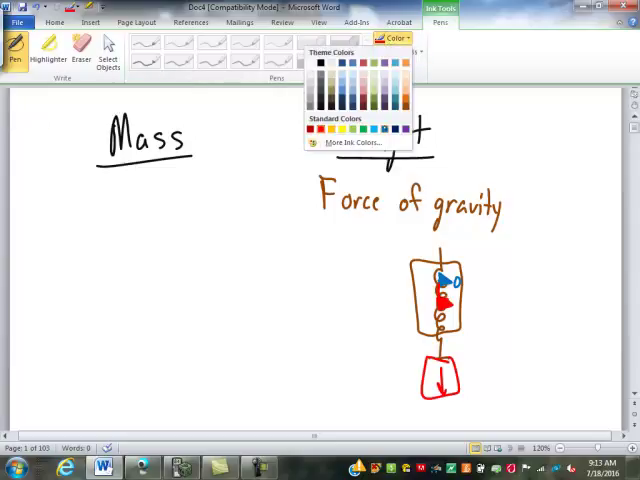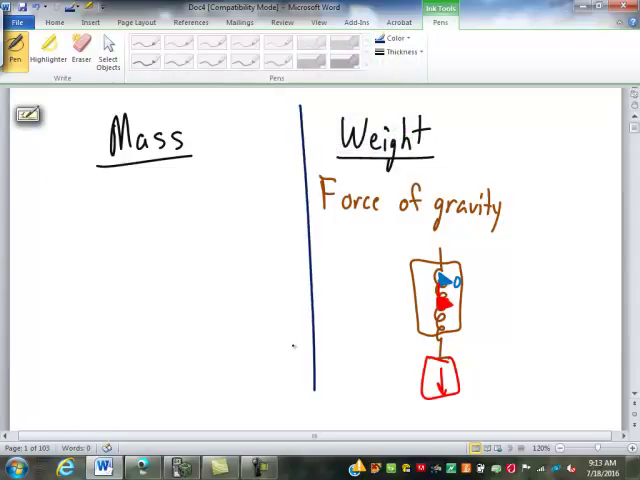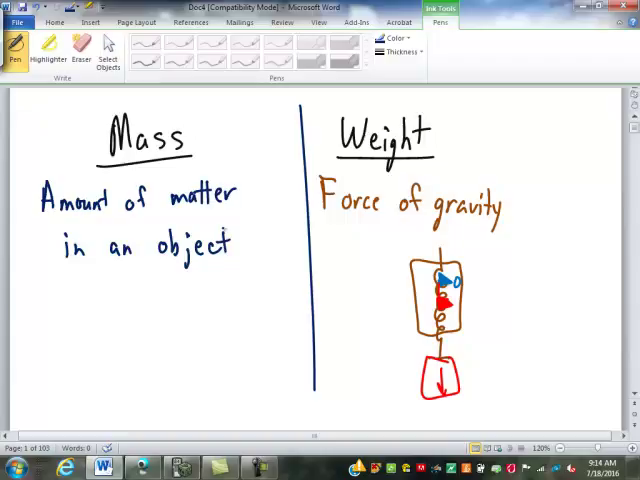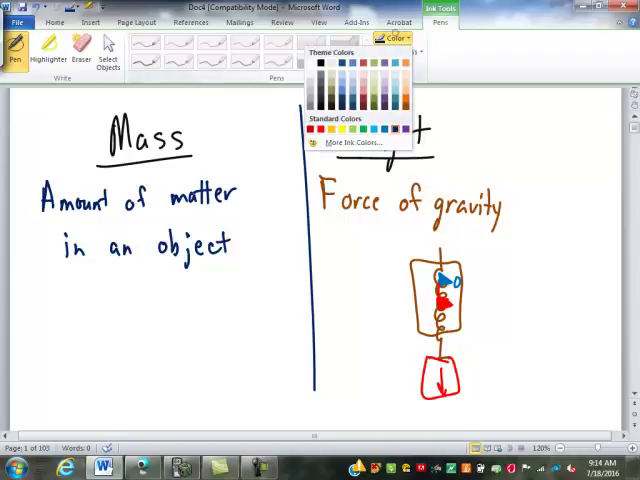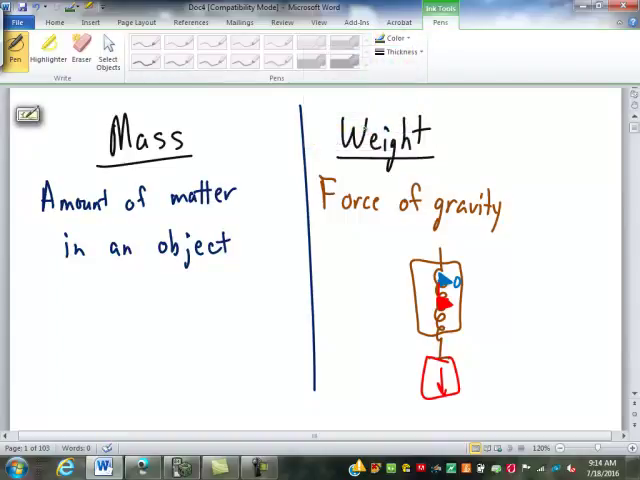Mass is slightly different. Mass is the amount of matter in an object. Now, we can't take an object apart and count the number of atoms in it. So to measure mass, we use something called a balance.